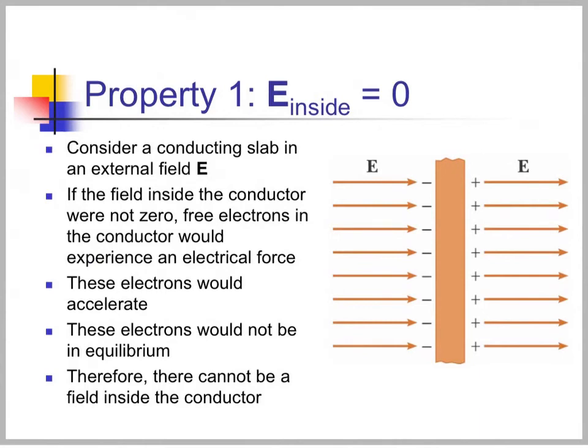Property 1 says the electric field inside a conductor is zero. Let's consider a conducting slab in an external field E. If the field inside the conductor were not zero, electrons in the conductor would experience an electrical force and they would accelerate. Those electrons would not be in equilibrium. Therefore, there cannot be a field inside the conductor.